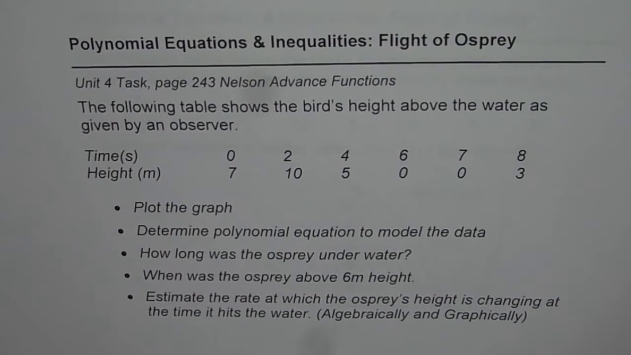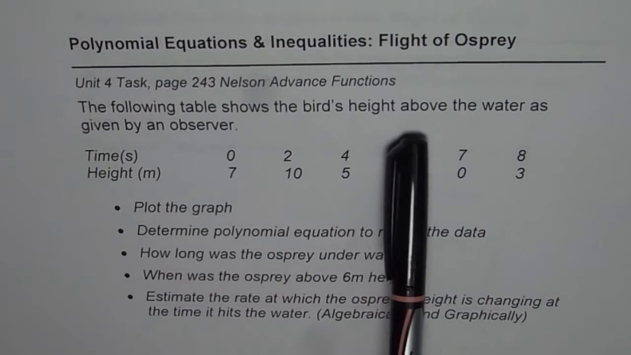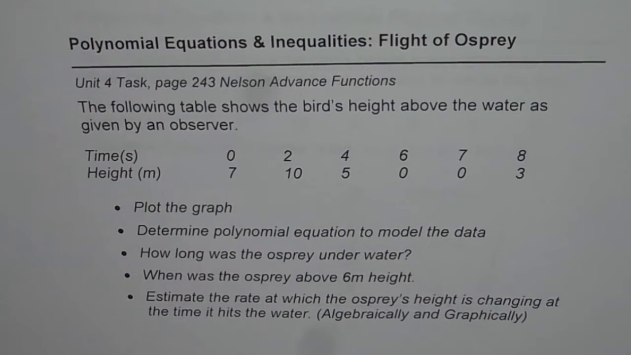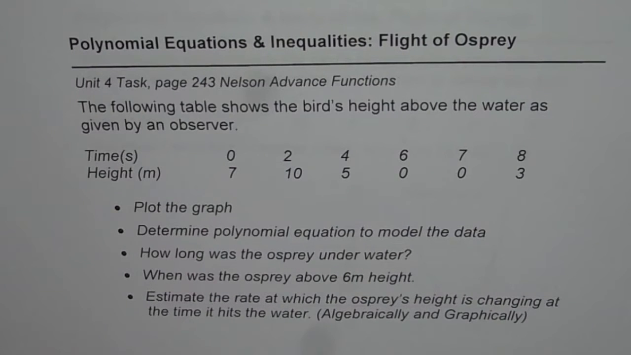The problem given to us was: the following table shows the bird's height above the water as given by an observer at times 0, 2, 4, 6, 7, 8. Heights were 7, 10, 5, 0, 0, 3. We had to plot the graph, determine a polynomial equation to model the data. How long was the Osprey underwater? When was the Osprey above 6 meter height? Estimate the rate at which the Osprey's height is changing at the time it hits the water.